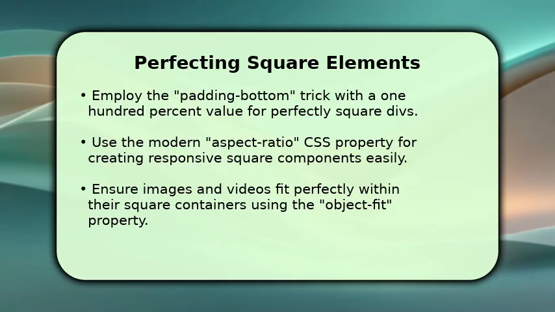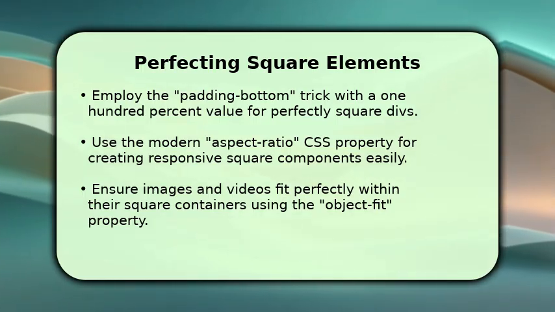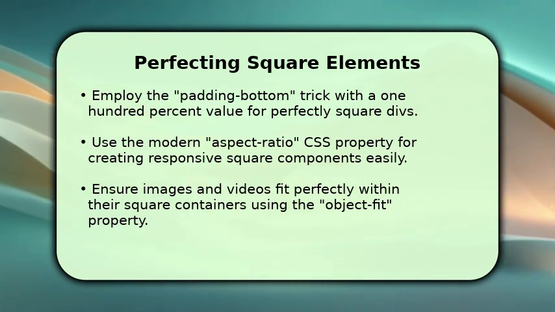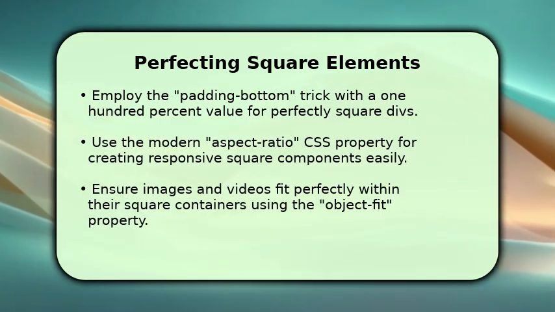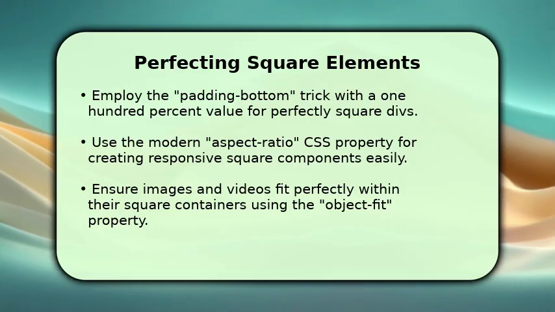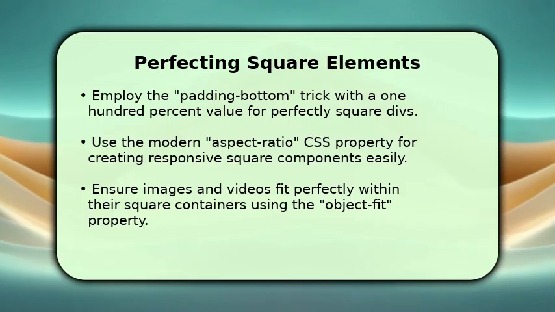A classic method involves using the padding-bottom trick with a 100% value on a parent container. For modern browsers, the aspect-ratio CSS property offers a simpler, more robust solution. Always ensure your media, like images and videos, fit beautifully within these square containers using object-fit: cover or contain.